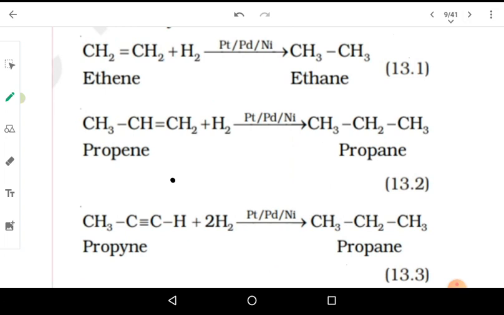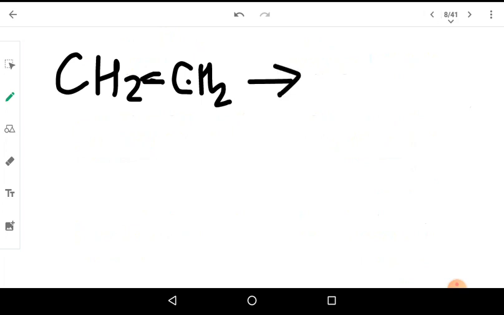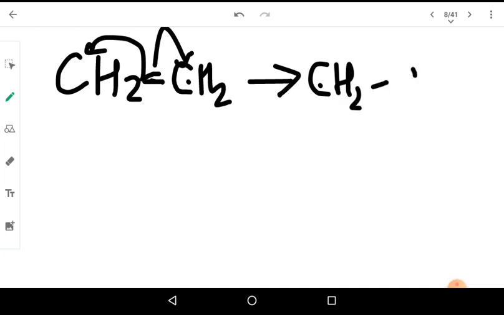As you can see over here, we have ethene, CH2 double bond CH2. We are going to add hydrogen on both sides of the double bond. Now, how is the mechanism? First of all, we have CH2 double bond CH2. This is going to undergo homolytic fission so that both the carbons will get one hydrogen each. So we have CH2 single bond CH2. This carbon has a dot, that is, it has one electron, and this also has another electron.